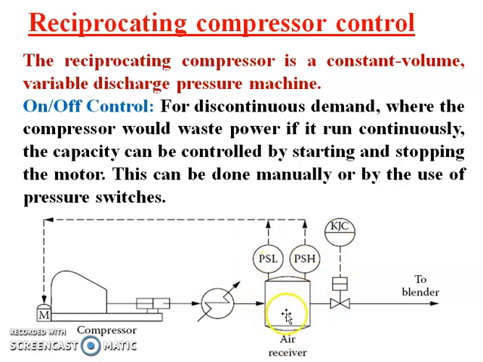Here this is the reservoir, and this reservoir has two pressure limit switches: one is pressure switch low and the other is pressure switch high. If this reservoir is filled with compressed air or vapors and the pressure reaches the high limit, at that time it will turn off the compressor. If it goes below the low pressure limit, at that time it will start the compressor. This is the simple on-off control scheme we use for controlling the compressor.